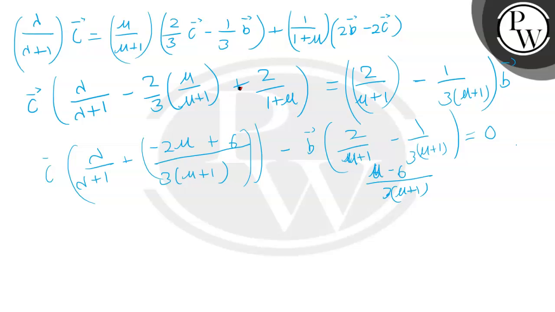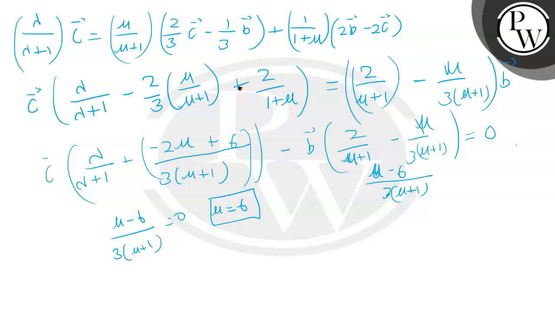Now if we compare both, then the coefficient of B is going to be 0. So from here we get the value of mu minus 6 divided by 3 mu plus 1 is equal to 0. Now from here we can see that the value of mu is going to be 6. Now similarly we can see that the value of lambda can easily be found from here. This is going to be mu.